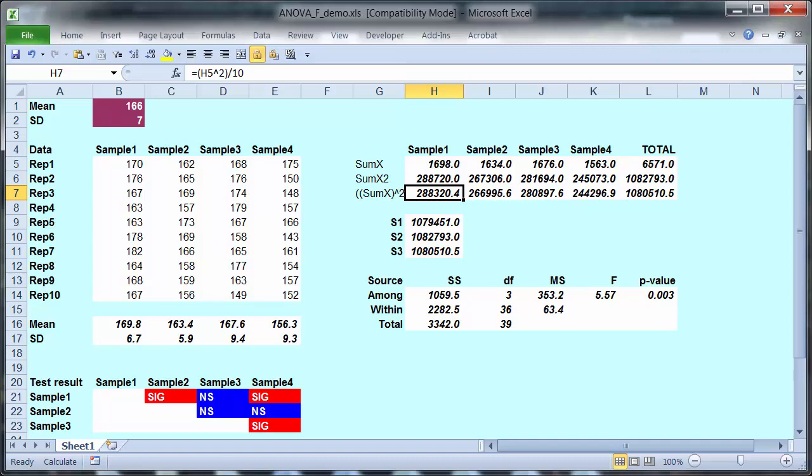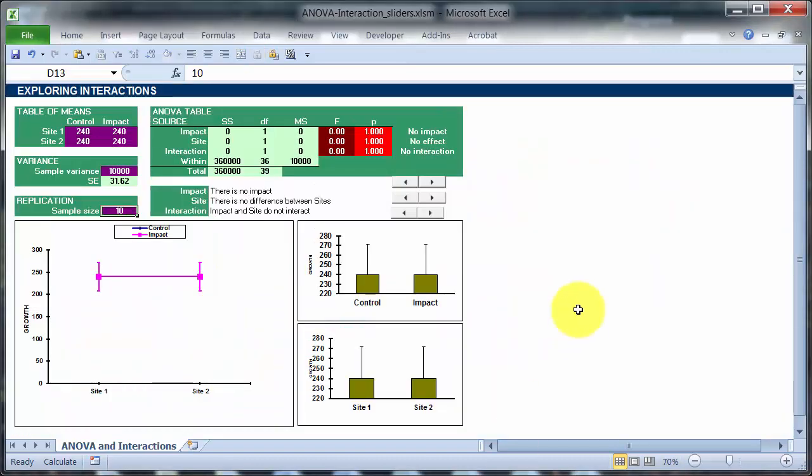Okay, I've got one more here. This one. So far I've been looking just in terms of one-factor analyses, and everything that applies to one factor also applies to two-factor analyses. But now we add in many two-factor designs, not all, in many, an interactive effect. Now, the graph here is showing the means, and the situation here is I'm looking at two sites and looking at control and impact values at both sites. And it doesn't matter what the sample variance and sample size are, I'm just dialing in numbers.